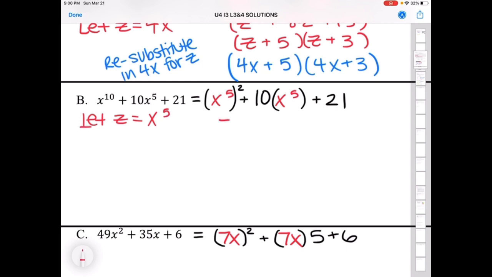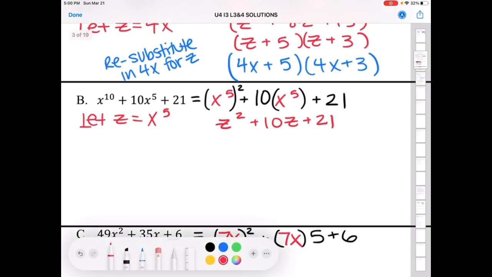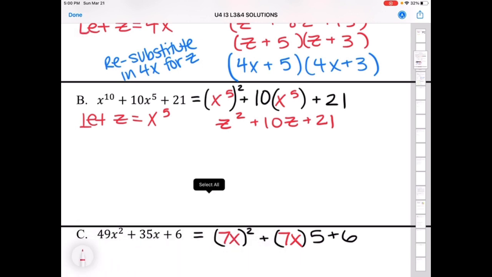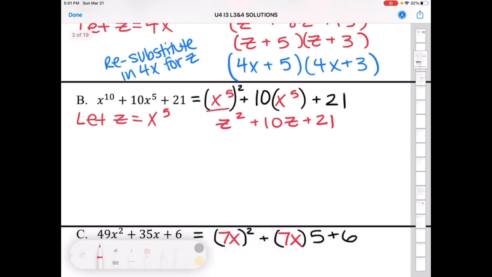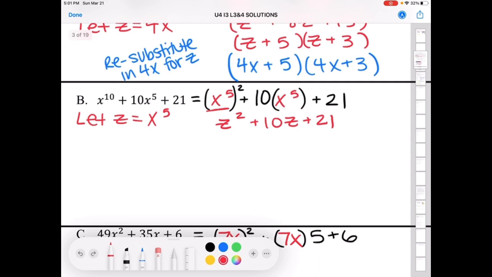And now I can factor if I do that, because if I let z be equal to x to the 5th, I'm going to get z squared plus 10z plus 21. So again, I just put z in place of x to the 5th.